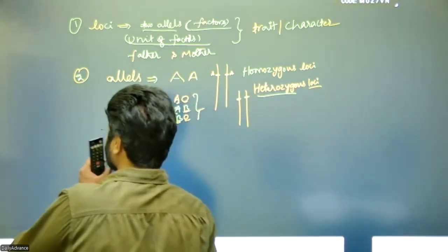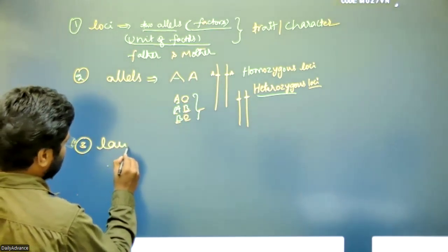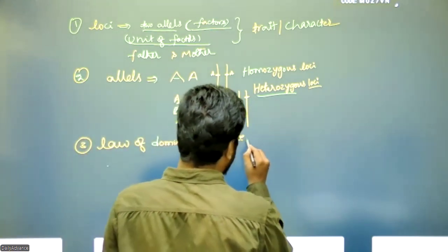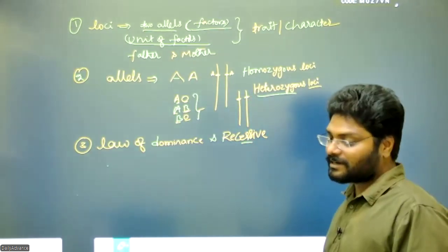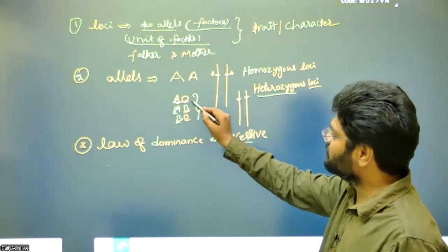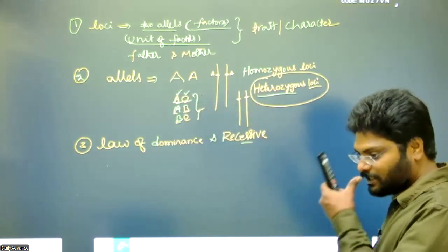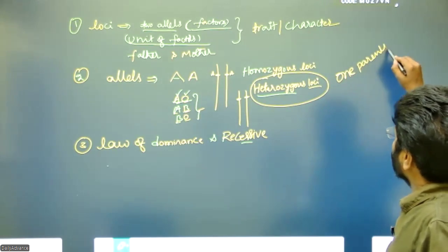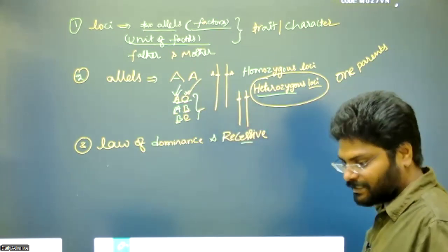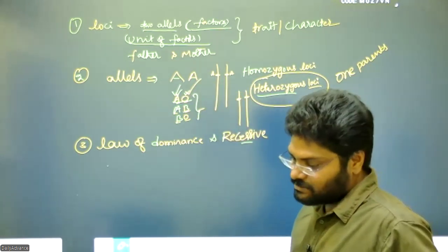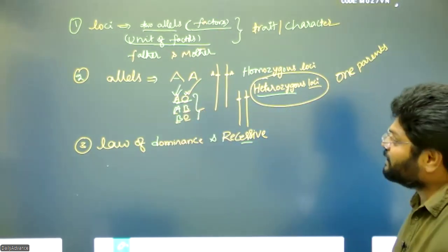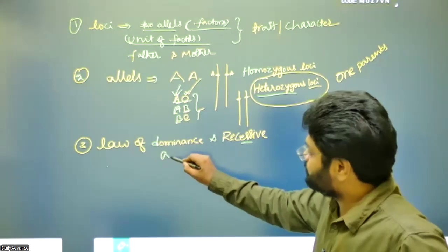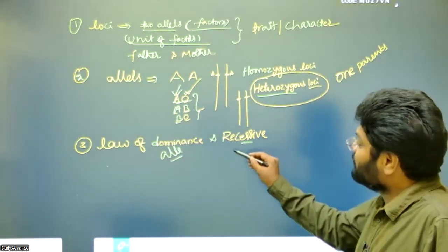Now the third one you can see: the law of dominance and recessiveness. When two contrasting factors, meaning different factors in a heterozygous condition, come from two parents, only one parent's is expressed. In this case, A comes from one parent, O comes from another parent. Because they are two distinct alleles, only one allele is expressed. The remaining allele is suppressed, silenced. The allele expressed we call a dominant allele, and the suppressed allele we call a recessive allele.